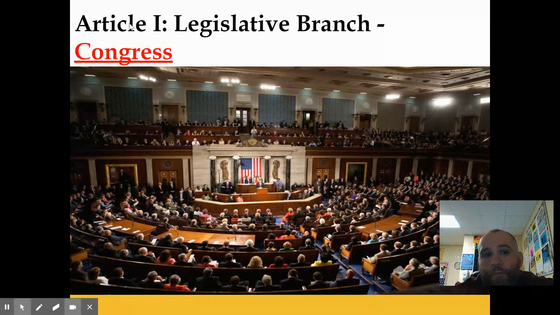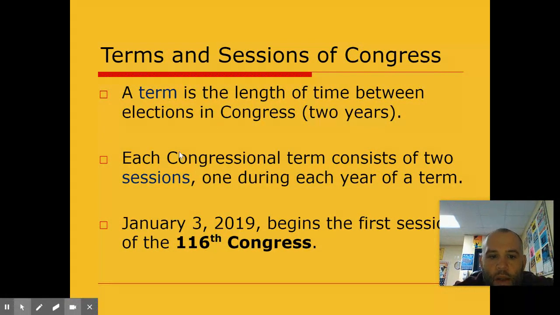Article 1, the first article of the Constitution, is the legislative branch, which is also called Congress. So we're talking about the U.S. Congress, which is our legislative branch. A couple of vocab words here, nothing overly important. A term is the length of time between elections in Congress, which is 2 years. So I think this is the 117th Congress, because the PowerPoint's a little out of date there.